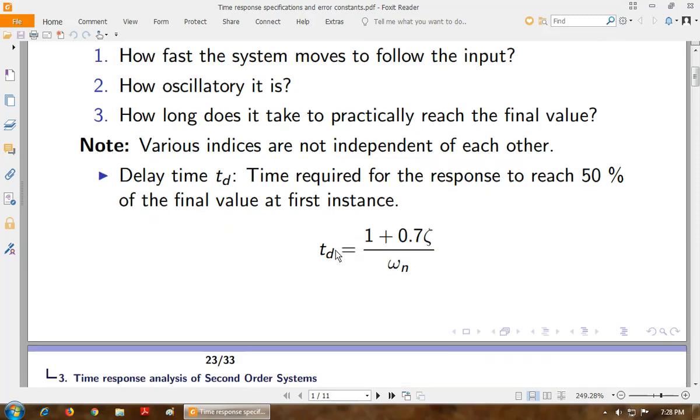Now, the very first term that we saw in the response is the delay time, called TD. It is the time required for the response to reach 50% of the final value at the first instance. Once we start the system response, starting from 0%, the time required for the response to reach from 0% to 50% is called the delay time. We know that zeta is the damping factor, omega n is the natural frequency, and omega d is the damped natural frequency.